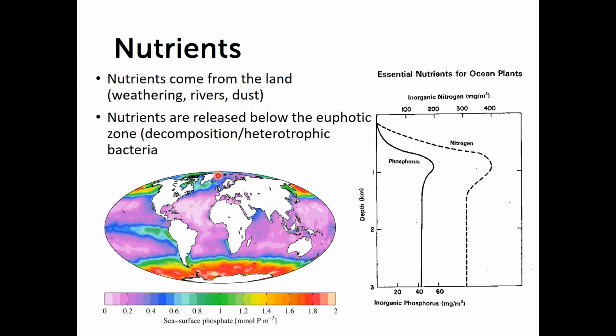Nutrient concentrations vary around the globe. Nutrients, remember, come from the land. Weathering, so wind blowing and water running over the land, can deliver nutrients to the ocean. Rivers bring nutrients into the ocean as well as dust. Here we're looking at sea surface phosphate concentrations. We can see upwelling along Peru, upwelling in the Antarctic circumpolar current, bringing higher nutrient concentrations to the surface.